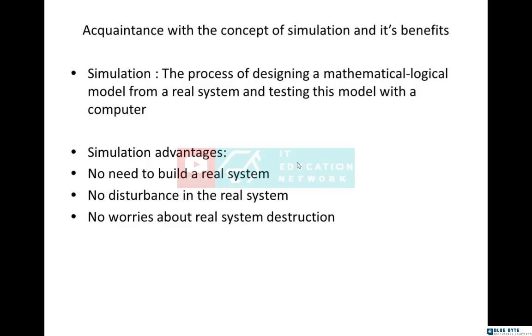The last one is that you're not concerned about real system destruction. It means that if you're going to do a project in the real world, it will cost a lot. For example, if you give it some disturbance or errors to test it, it will cost a lot. So in the software, and especially in Simulink, you can do it without any worry about real system destruction, and do it easily.